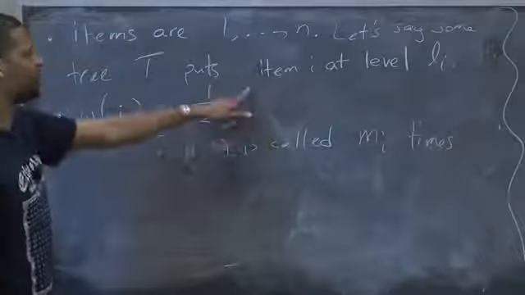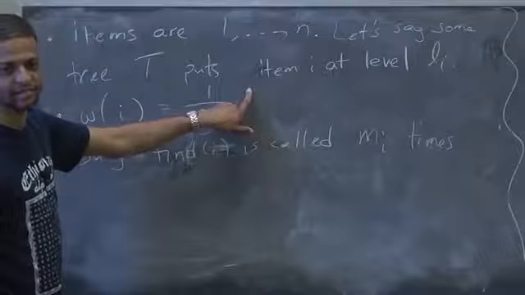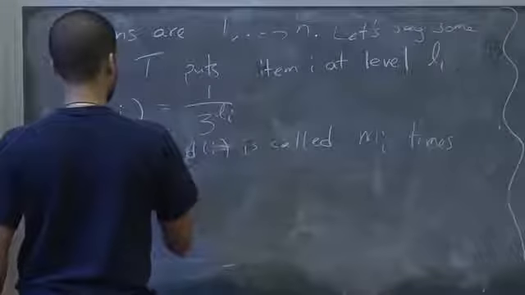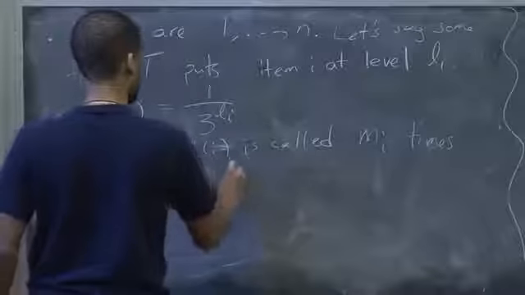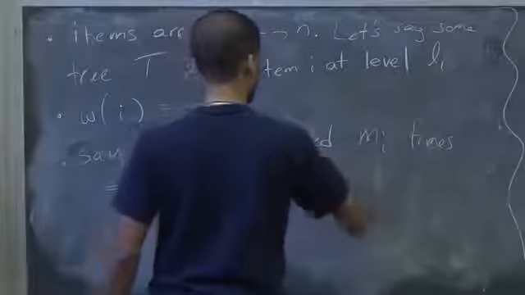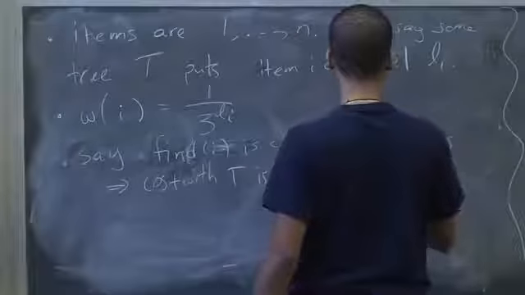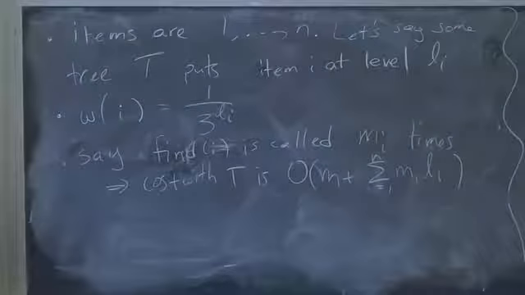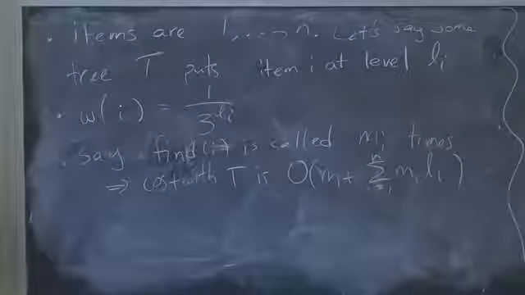What's the time to do a find on i? So this implies that cost with T is O of m plus the sum i from 1 to n of m_i l_i. Right? So that's the bound we want to say splay trees also achieve.